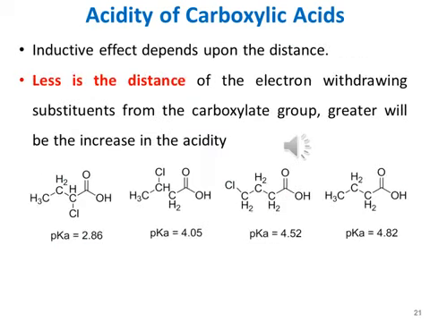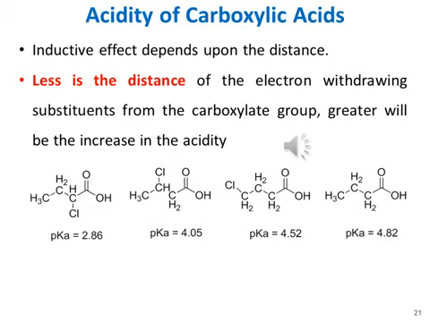Inductive effect depends on the distance. The less the distance of the electron withdrawing substituent from the carboxylate group, the greater will be the increase in the acidity. For example, 2-chlorobutanoic acid is a stronger acid than 3-chlorobutanoic acid, because in 2-chlorobutanoic acid the chloro substituent is nearer to the carboxylate group, whereas in 3-chlorobutanoic acid the chloro substituent is relatively far from the carboxylate group.